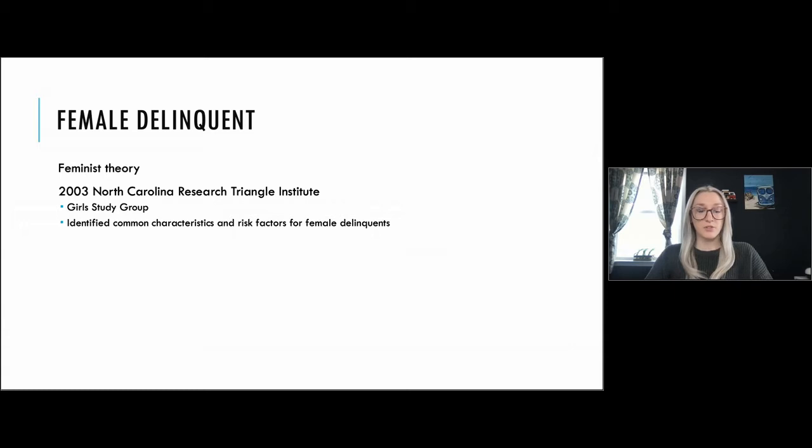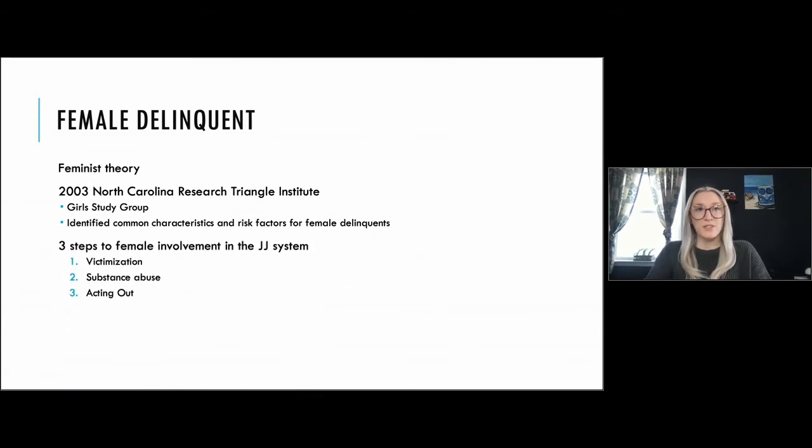Some of those common characteristics were that they had been victimized, they had an unstable family life, school failure, and that they were repeated status offenders. They presented with mental health and substance abuse problems as well. The risk factors they presented with were early puberty and physical development. They oftentimes were sexually assaulted. They presented with depression and anxiety. They had mother-daughter conflict and cross-gender peer influences, so they were more influenced by romantic partners or boys.